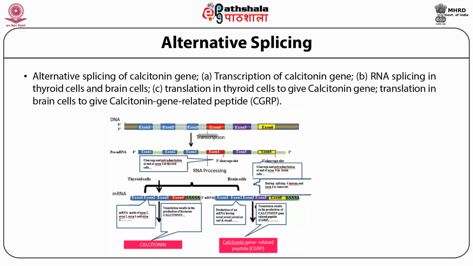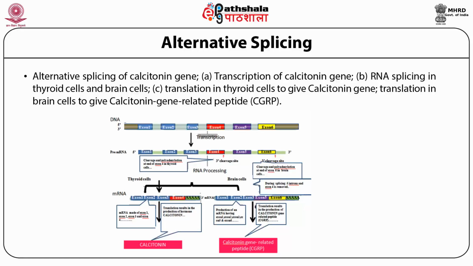The entire gene is transcribed into the pre-mRNA. The product depends upon the site, that is, thyroid cells or the brain cells, where the RNA processing takes place. In the thyroid cells, the cleavage takes place after the 4th exon, producing a mature RNA consisting of exons 1, 2, 3 and 4, which is translated into the hormone calcitonin.